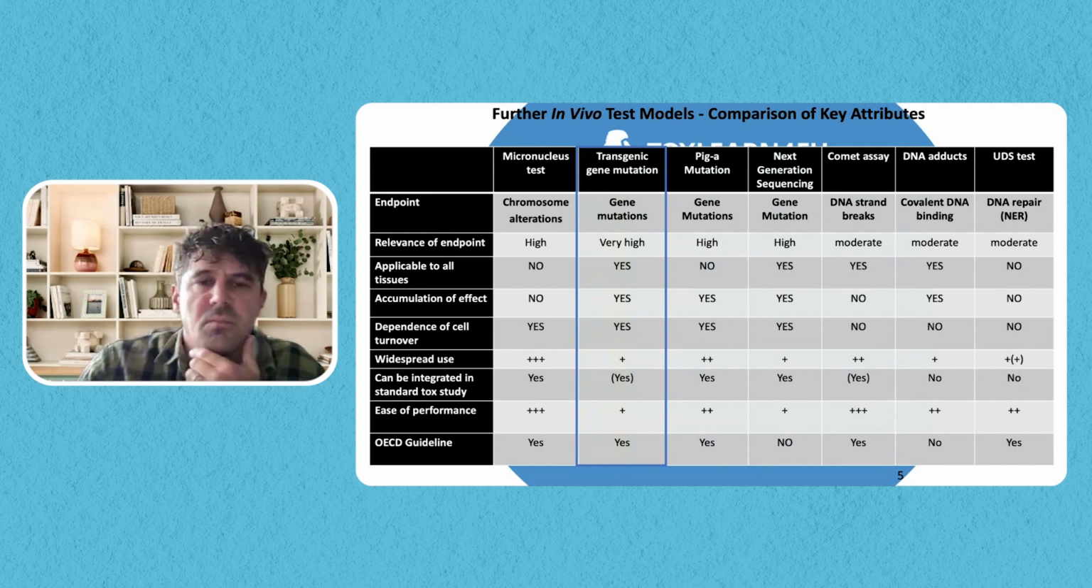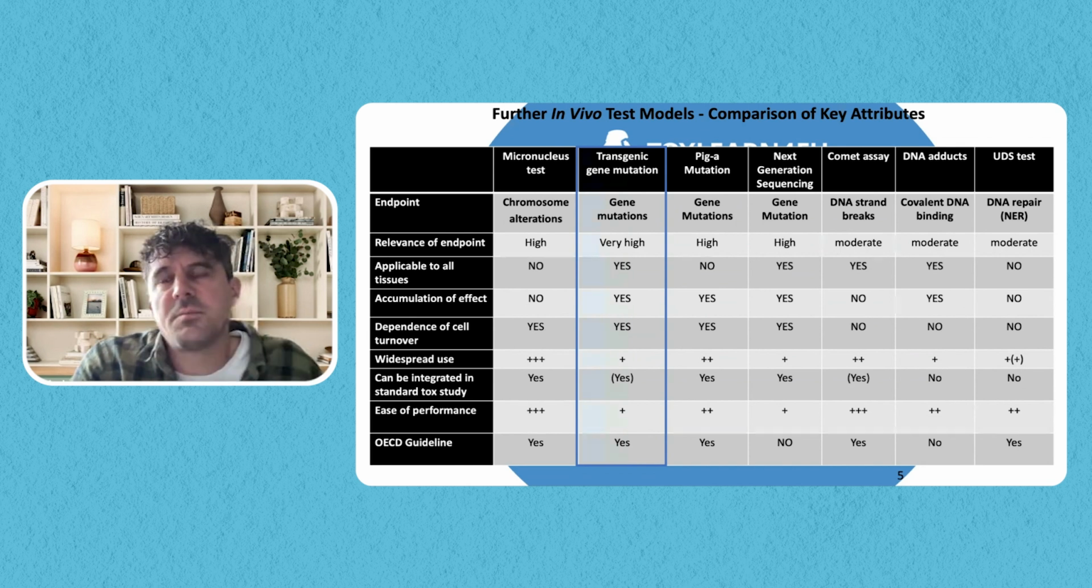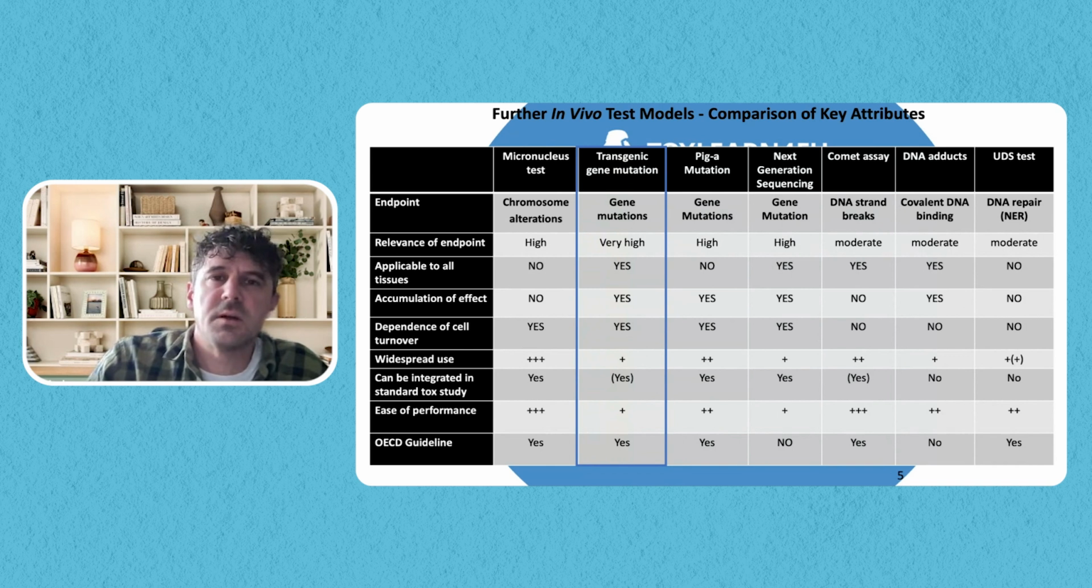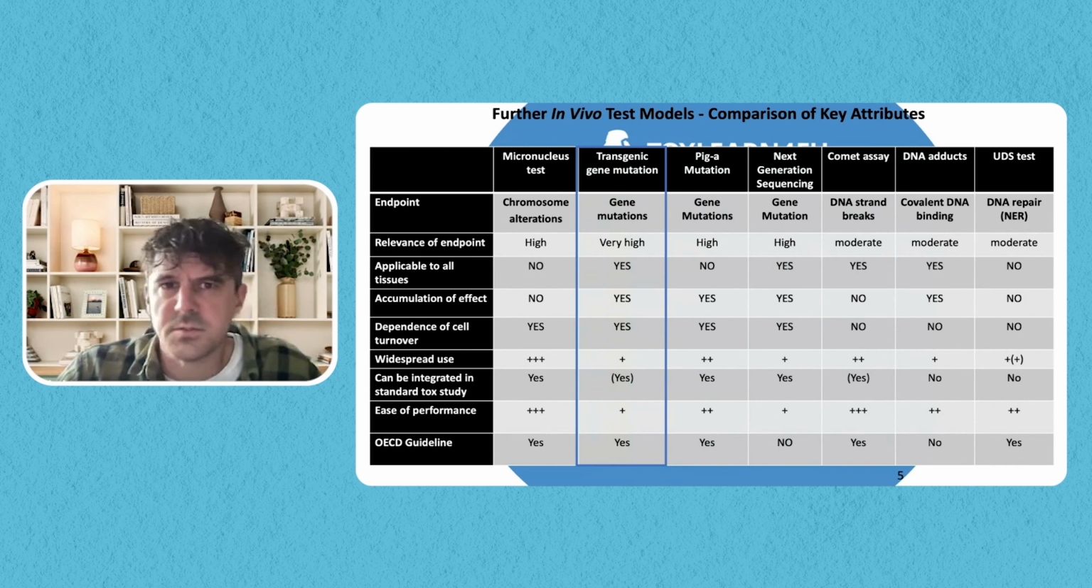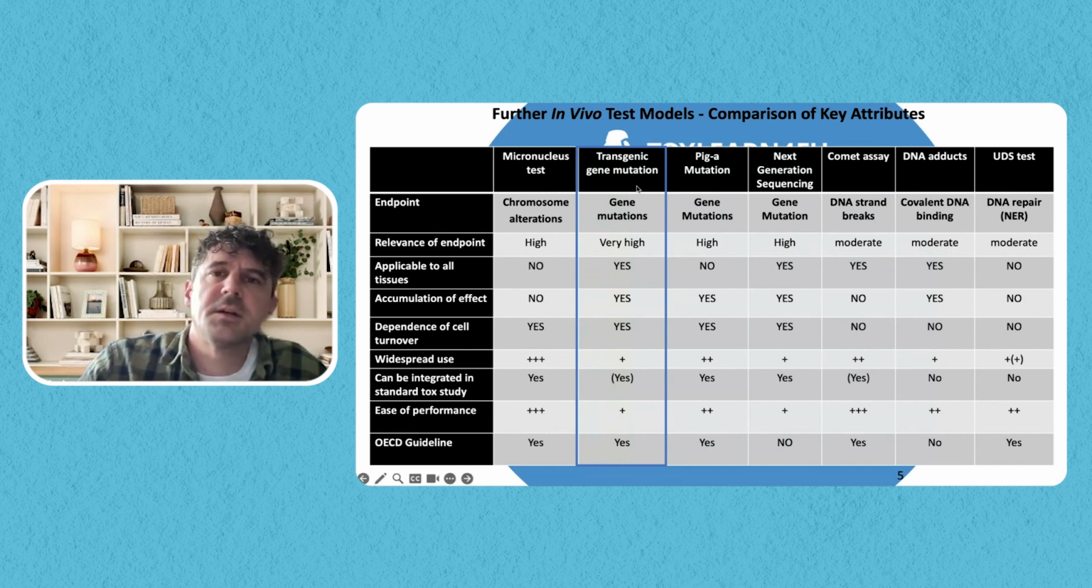But this is being activated quite a lot for the nitrosamine situation for the pharmaceutical industry. And that has a tail of probably supporting EFSA as well, who've got some recent guidance on nitrosamines, and ECHA as well, who've also been updating their nitrosamine guidance. So watch this space for transgenic gene mutations.